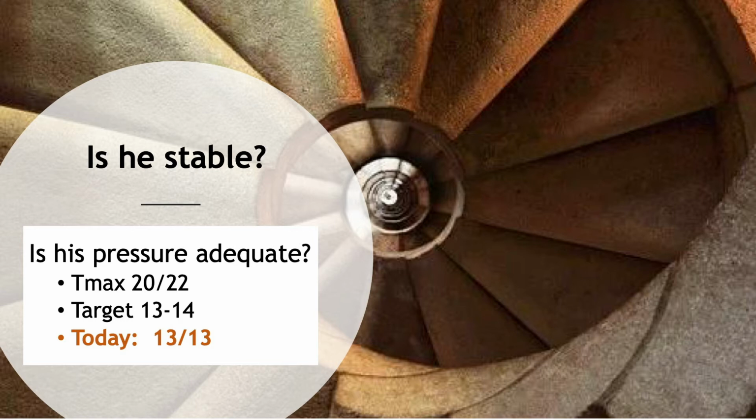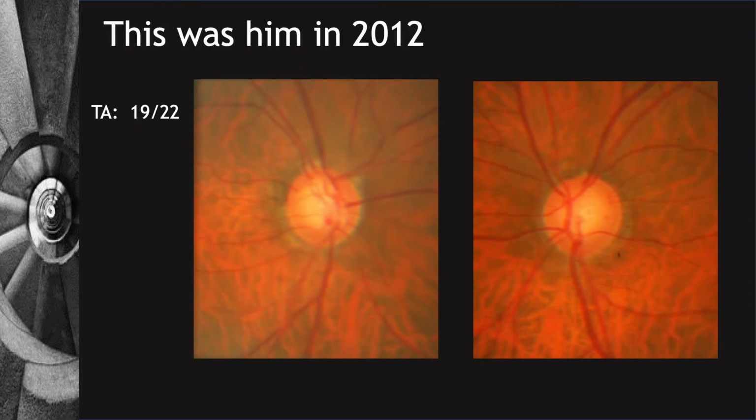So again, the question is, is he stable? And then the second question is, is his pressure adequate for whatever level of glaucoma we think he has? Well, this was him in 2012, and on that visit, his pressures were 19 and 22, and I think you can look at those nerves, and all of us would be a little bit suspicious. They do look like fairly round nerves with a fairly moderately large cup. You don't see any disc hemorrhages. You look at the anatomy, and just by looking at it, I think all of us, given those pressures, would initiate a glaucoma workup that would include an OCT and a visual field.